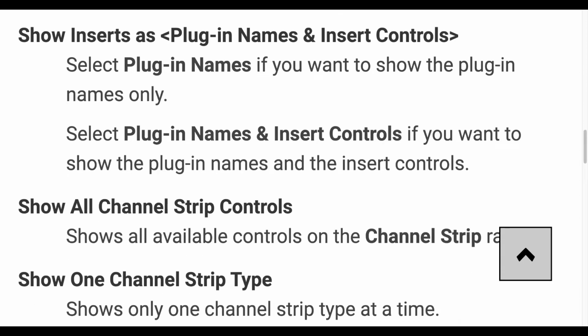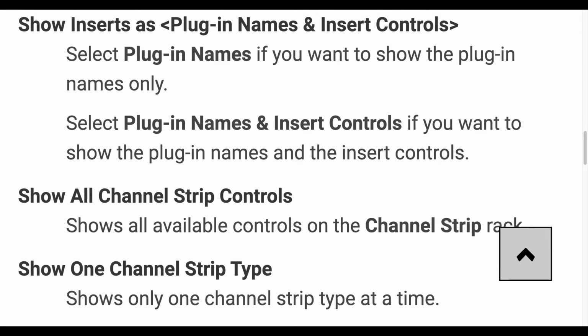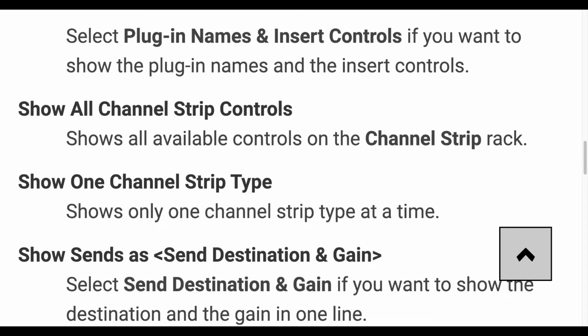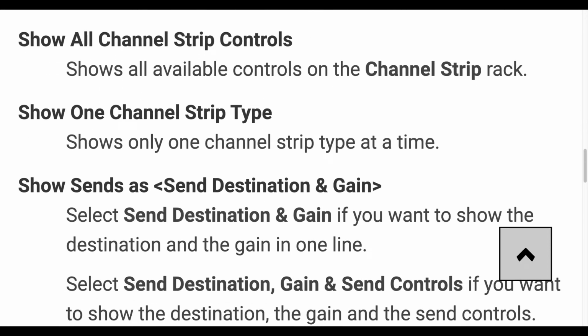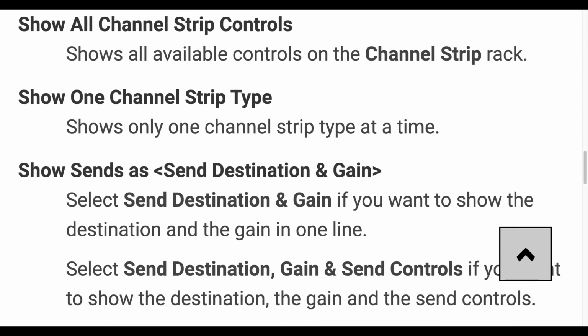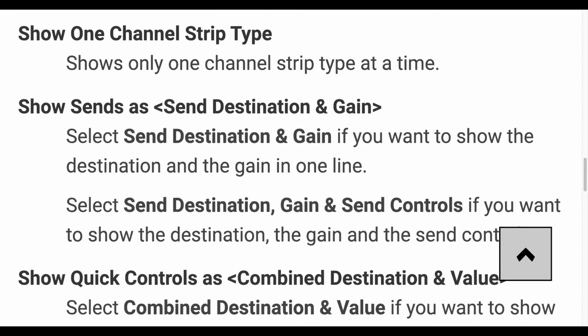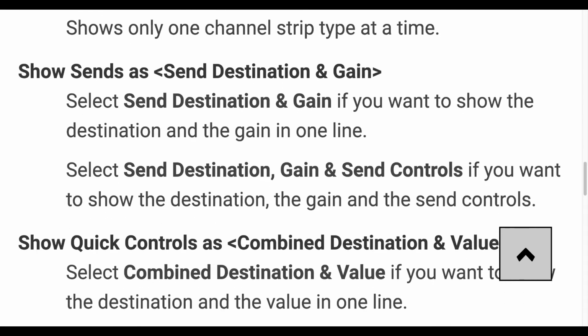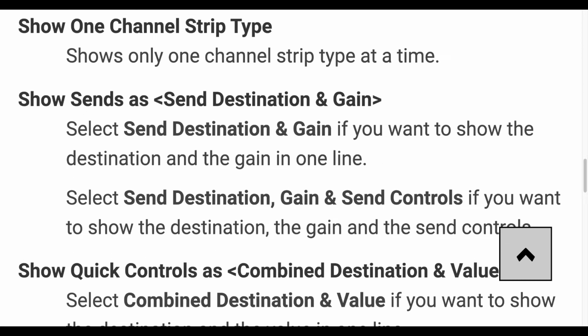Show inserts as plugin names and insert controls. Select plugin names if you want to show the plugin names only. Select plugin names and insert controls if you want to show the plugin names and the insert controls. Show all channel strip controls. Shows all available controls on the channel strip rack. Show one channel strip type. Shows only one channel strip type at a time.